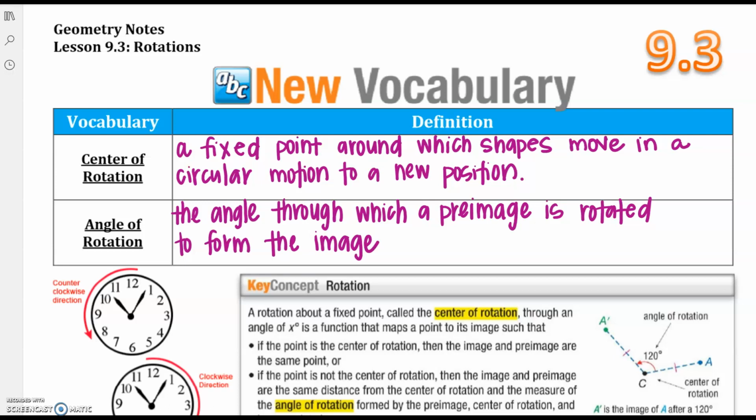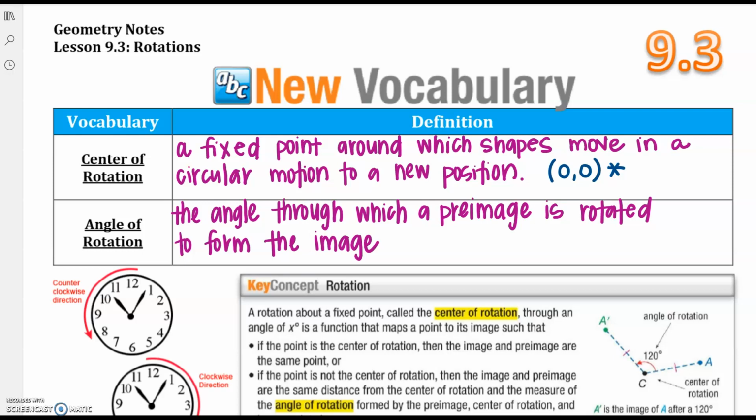So the center of rotation is just a fixed point around which shapes move in a circular motion to a new position. If we are on a graph, we will most of the time deal with 0, 0, but it doesn't always have to be 0, 0. It can move about the graph too, but we will deal with 0, 0 most of the time.